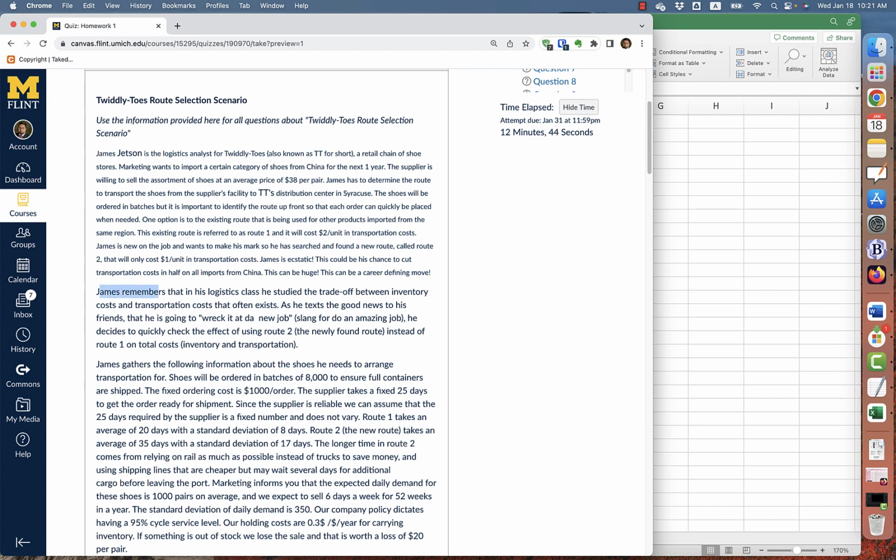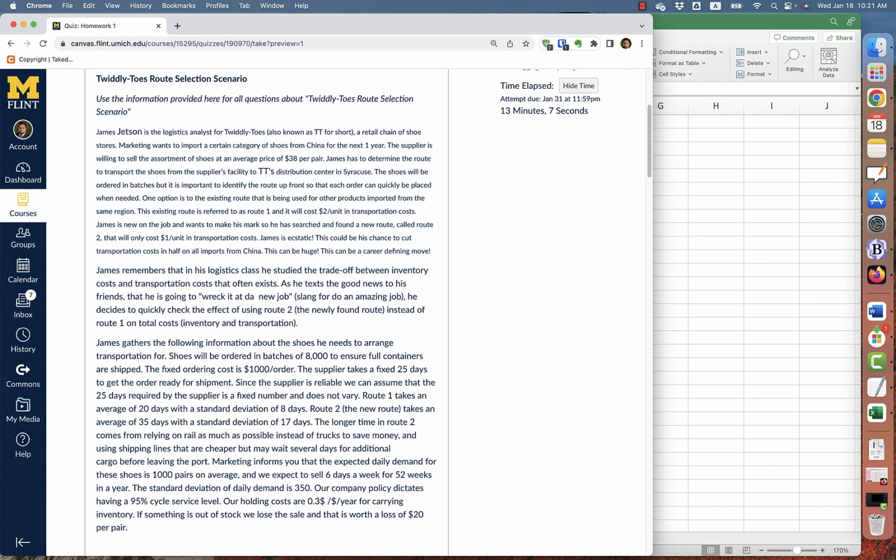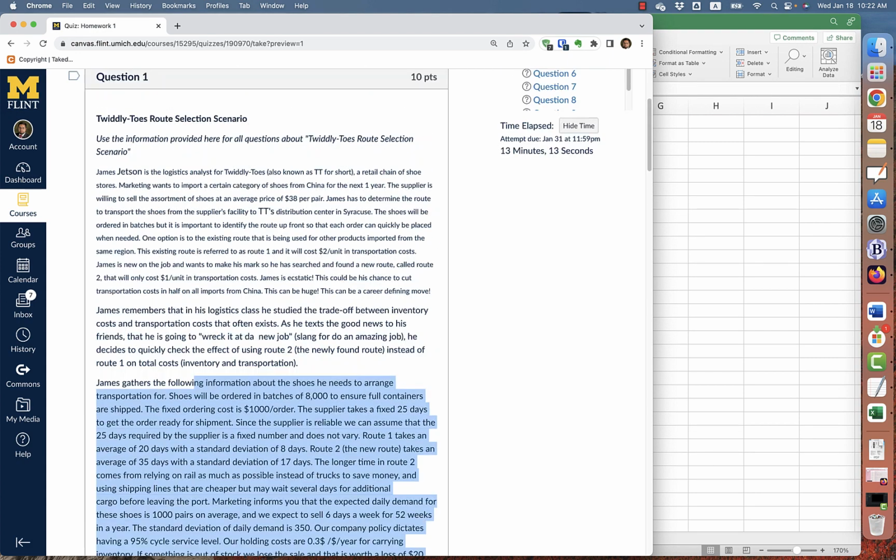Thankfully, James took a logistics class with me, and he remembers that he studied the trade-off between inventory cost and transportation costs. He texts his friend that he's wrecking it at the new job, and he decides to quickly check the effect of using Route 2 on total cost, which is inventory and transportation costs combined. He gathers the following information. So this is the data we're going to use to do our calculations right here.